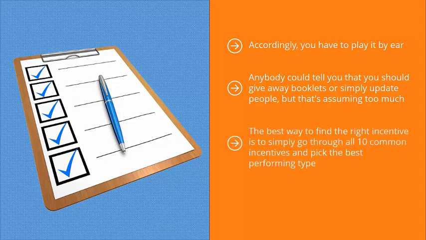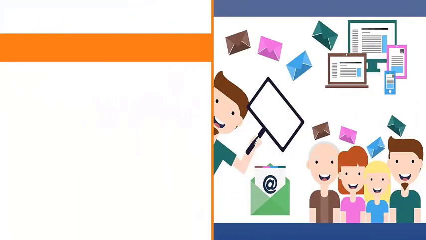The best way to find the right incentive is to simply go through all 10 common incentives and pick the best performing type. Once you have found the highest converting type, then you can optimize as to which specific giveaway of that type works the best. I hope we're clear here. You have to go through this list. There are 10 common types of incentives you can offer. Here they are. Topic-based email series.